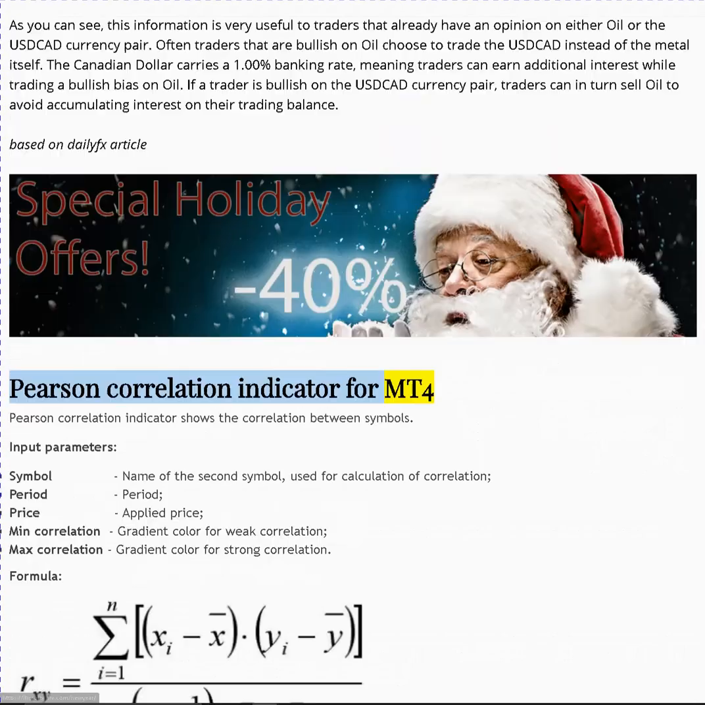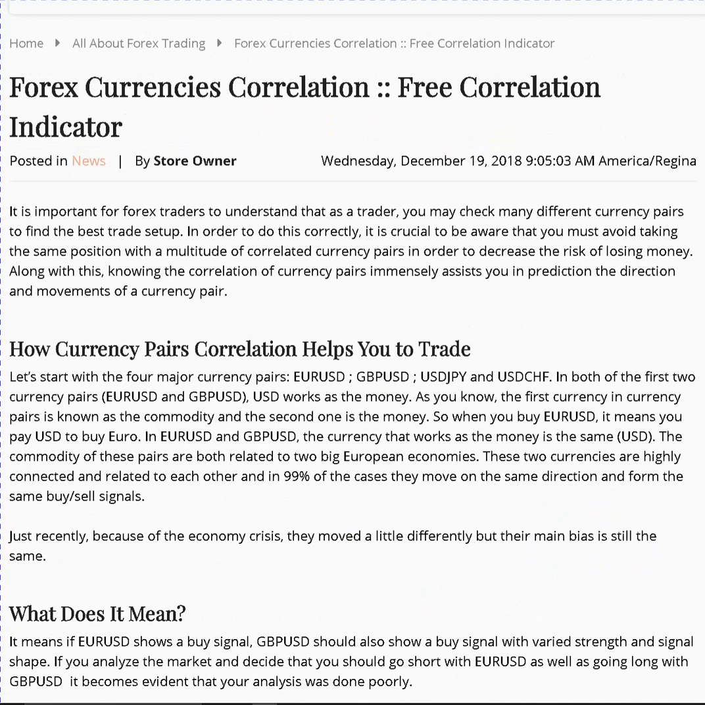Pearson correlation indicator for MT4. The Pearson correlation indicator shows the correlation between Forex currencies. Free correlation indicator.